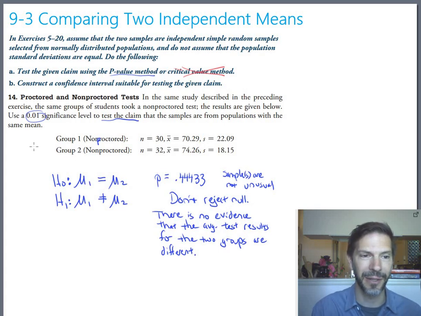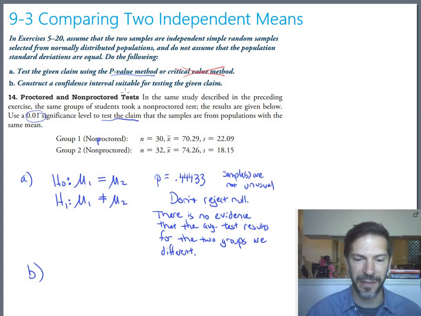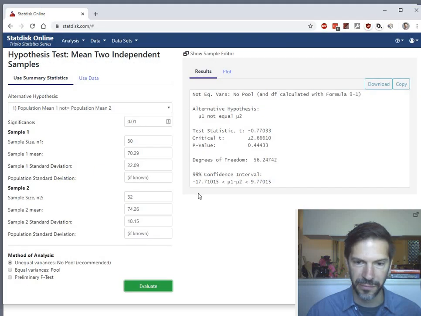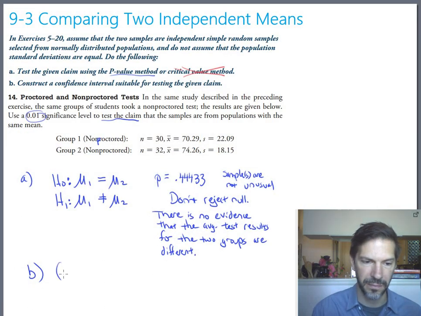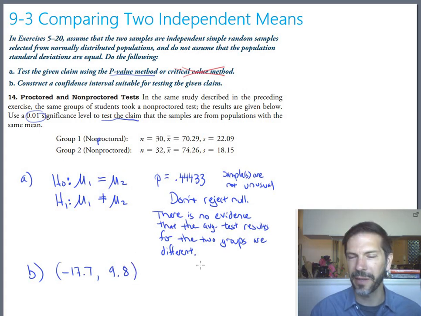That was part A, right? So for part B, we still need to construct that confidence interval. And the confidence interval is given right here, negative 17.7 to 9.8. I'm not going to write the sentence out this time. You should be able to write a sentence for this, and you should be able to explain what it means.